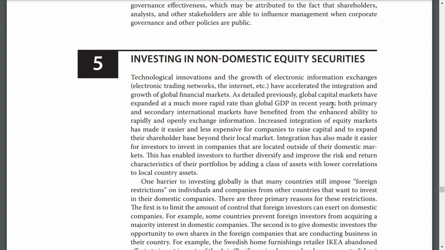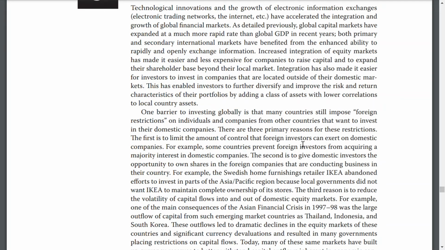Integration has also made it easier for investors to invest in companies that are located outside of their domestic markets. This has enabled investors to further diversify and improve the risk and return characteristics of their portfolio by adding a class of assets with lower correlation to local country assets. One barrier in investing globally is that many countries still impose foreign ownership restrictions on individuals and companies from other countries that want to invest in domestic companies.